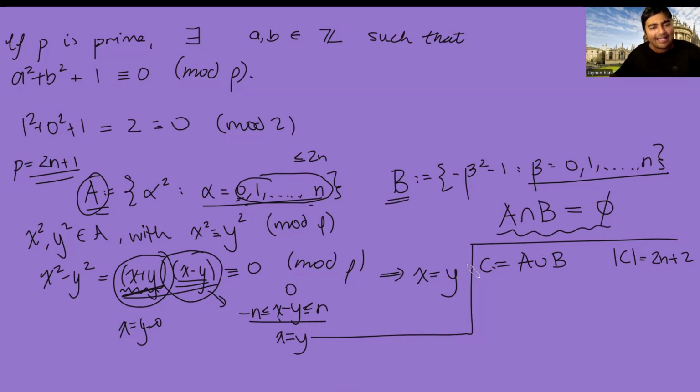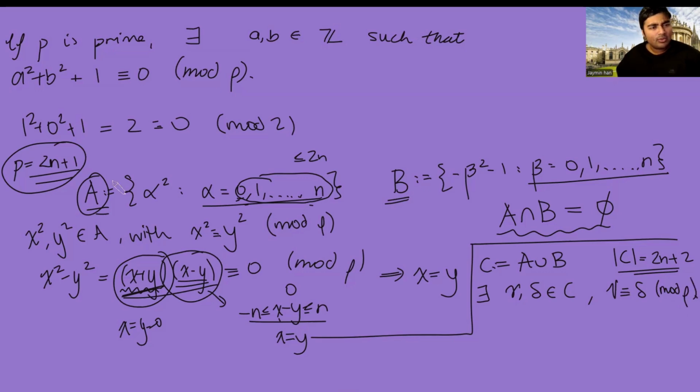Okay, cool. And now we're going to use the pigeonhole principle. P, remember, is 2n plus 1, but C has 2n plus 2 elements. So by the pigeonhole principle, since there are precisely 2n plus 1 residues mod P, there must be at least two numbers in C which have the same residue. So there must exist, let me use gamma and delta in C, where gamma is equal to delta mod P.